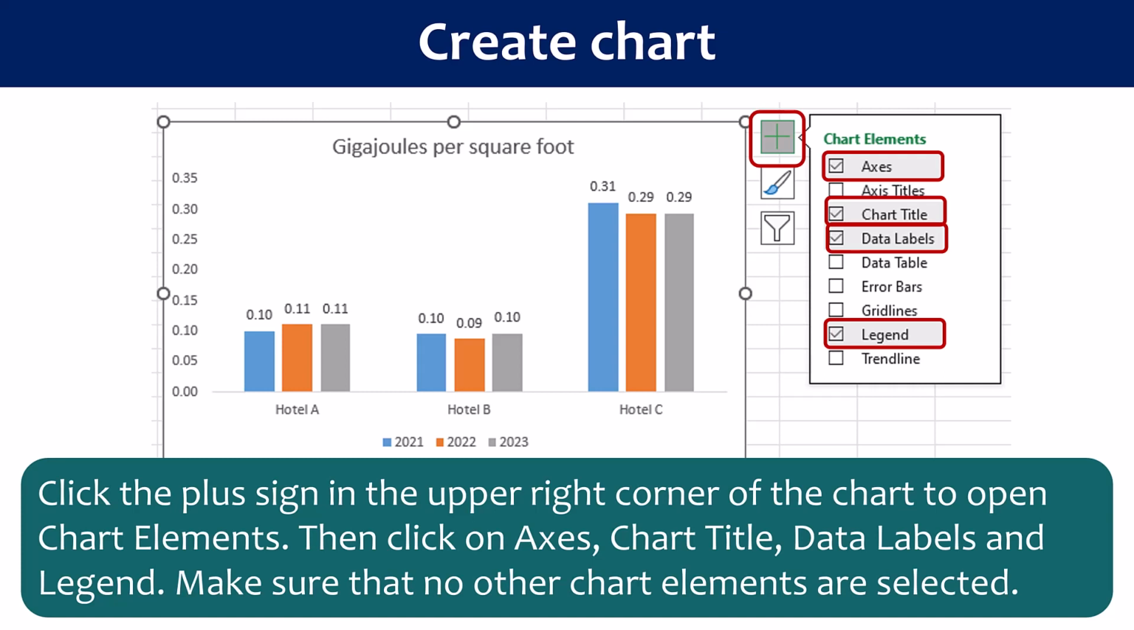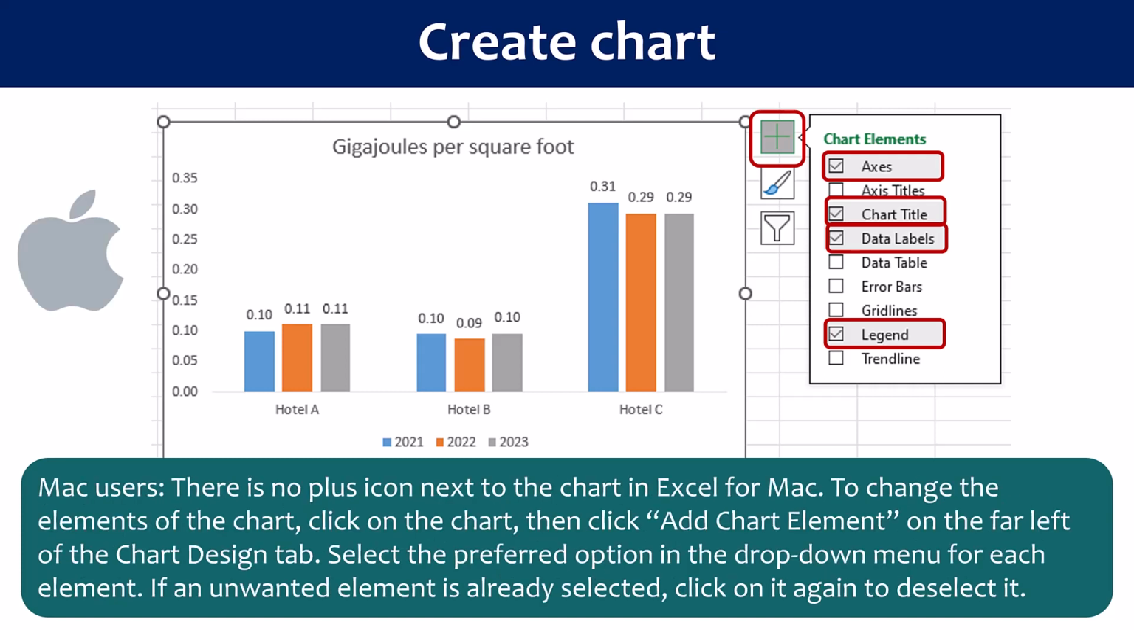For Mac users, you have a slightly different process. Mac users, there is no plus icon next to the chart in Excel for Mac. To change the elements of the chart, click on the chart, then click Add Chart Element on the far left of the Chart Design tab. Select the preferred option in the drop-down menu for each element. If an unwanted element is already selected, click on it again to deselect it.